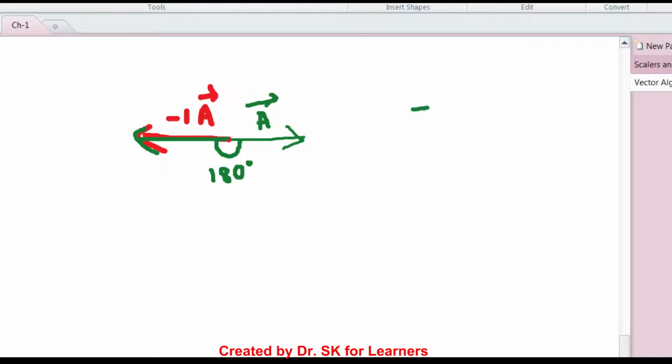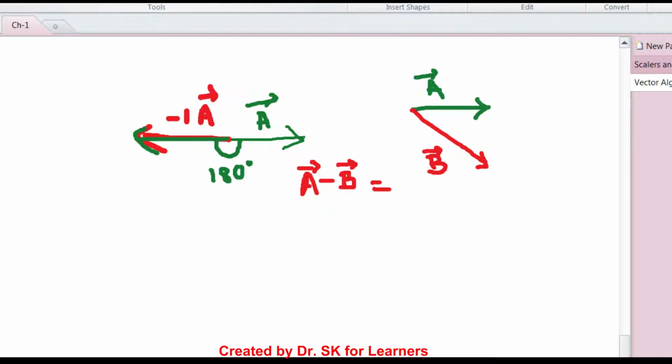And now if you have a vector, this is A, and if you have a b vector here, this is b, and if you want to do A minus b, you will probably draw b like this, and you will name it as minus b. Now you will take this vector and this vector and add it up.